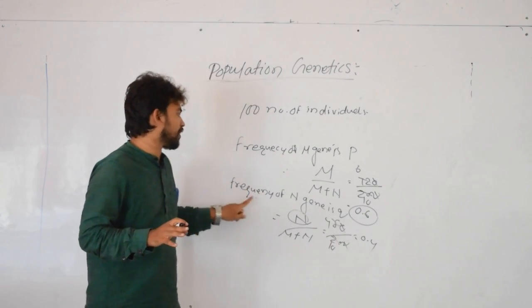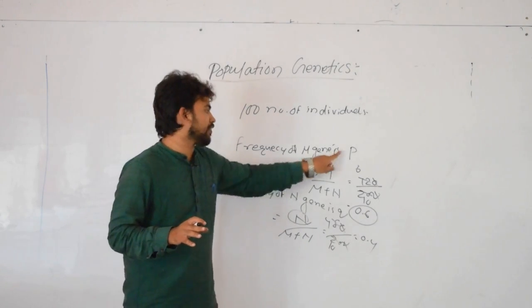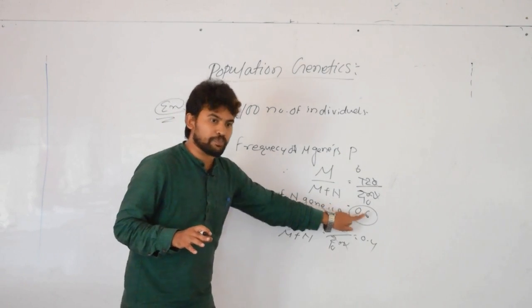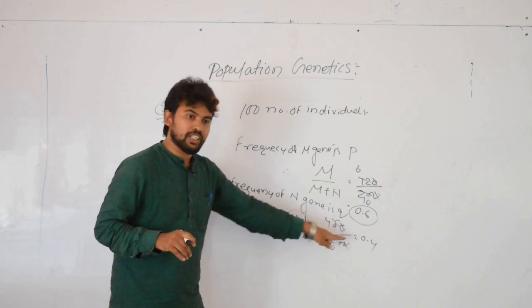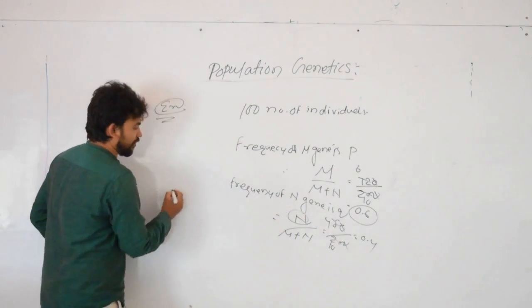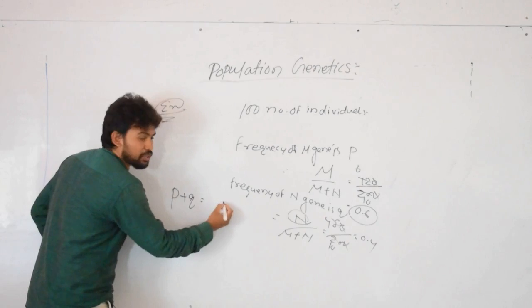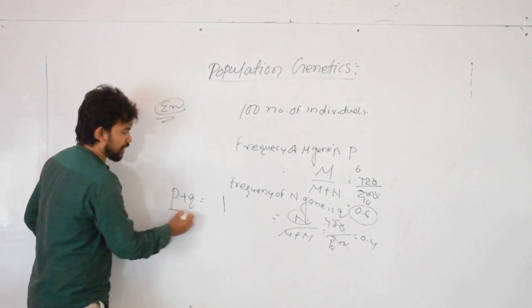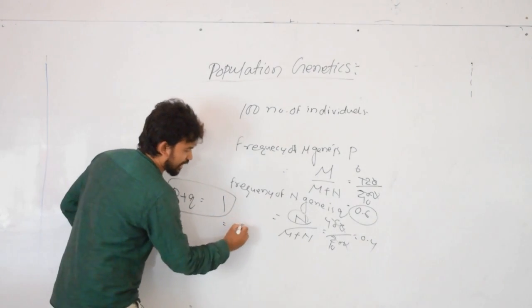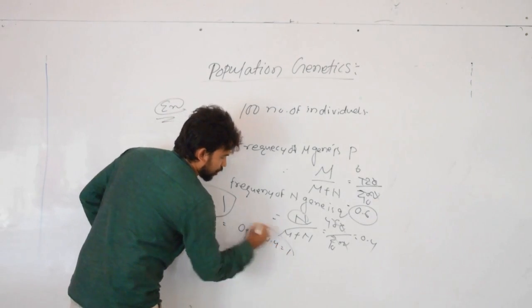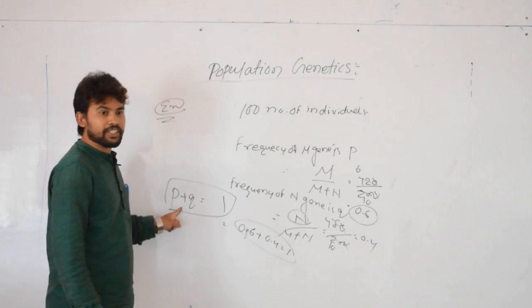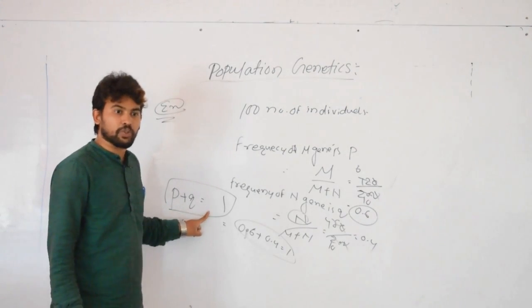Frequency of m gene and frequency of n gene. So frequency of n gene we got 0.6, and the frequency of n gene we got q, that is 0.4. So the calculation value that came is p plus q is equal to 1. Over there, 0.6 plus 0.4 is equal to 1. So what you got? P plus q is equal to 1.